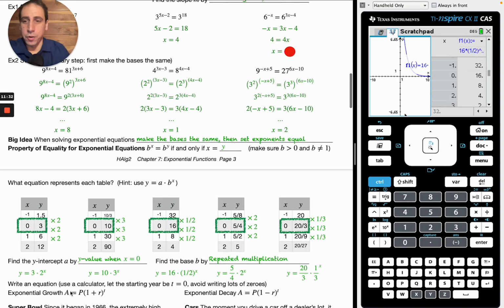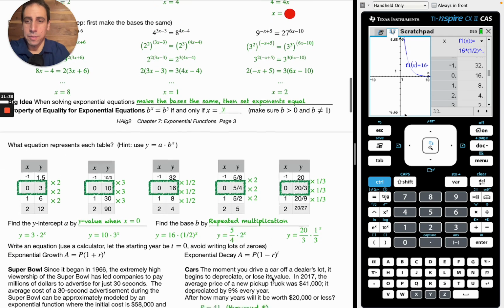You remember these formulas, exponential growth from last time and exponential decay from this time. We're going to do some word problems.